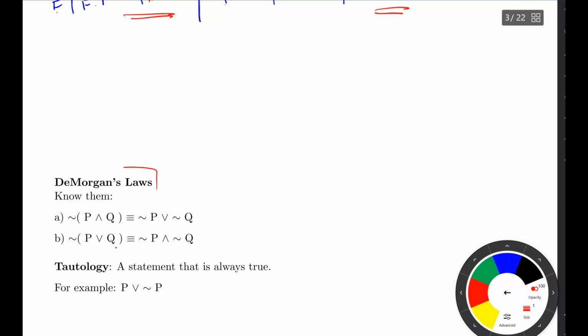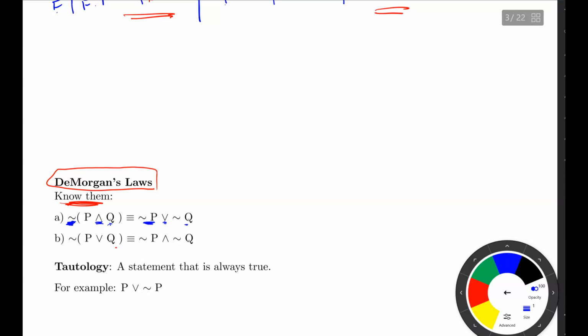Okay, so these are what is called De Morgan's laws, and I want to make sure you know them. So what do they mean? This says if I'm going to take a negation of P and Q, notice how this negation goes through. I take the negation of P, I take the negation of the "and", it turns into an "or", and I take the negation of the Q.